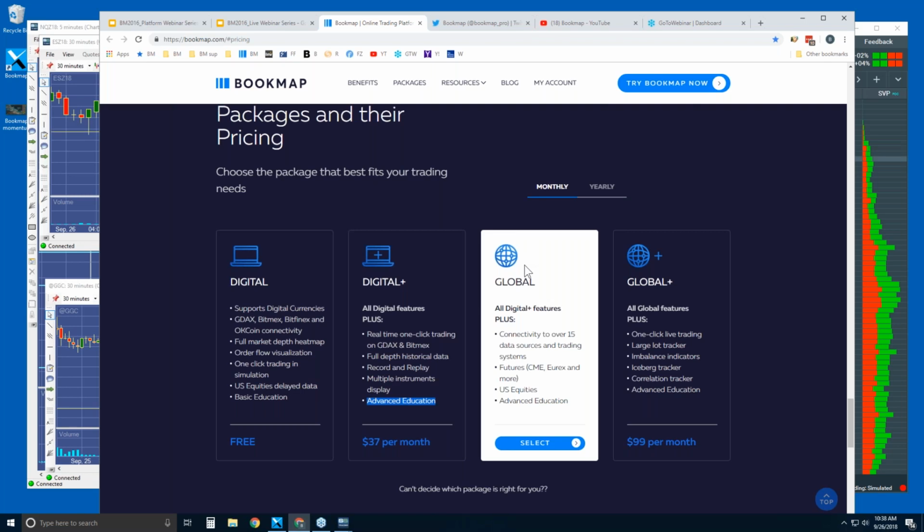Okay, the global version here, let's make the big distinction between digital and global. Global allows you everything in Digital Plus, but it includes the ability to connect futures and US equities. You just will need to provide the data for those, okay?